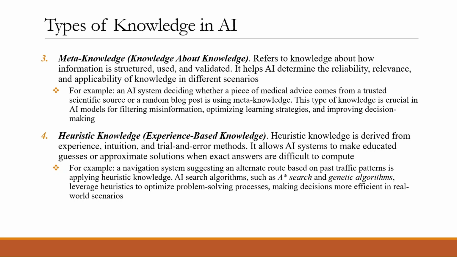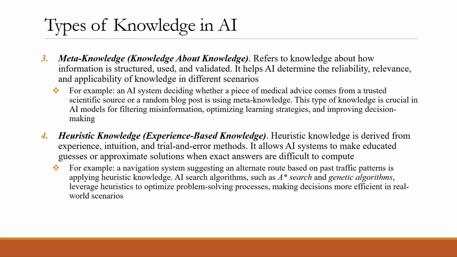Another type is meta-knowledge, or knowledge about knowledge. It refers to knowledge about how information is structured, used, and validated. It helps artificial intelligence determine the reliability, relevance, and applicability of knowledge in different scenarios. For example, an artificial intelligence system deciding whether a piece of medical advice comes from a trusted scientific source or a random blog post is using meta-knowledge. This type of knowledge is crucial in artificial intelligence models for filtering misinformation, optimizing learning strategies, or improving decision making.